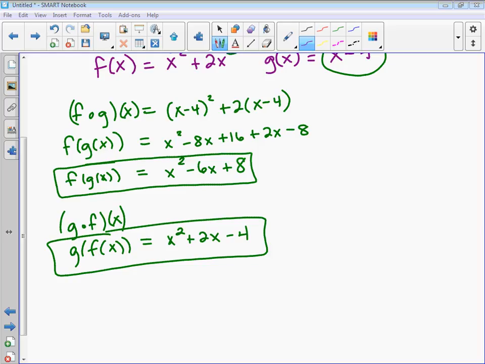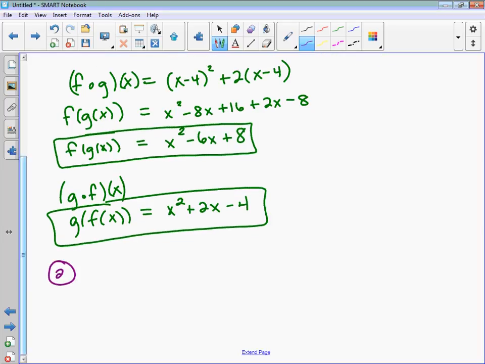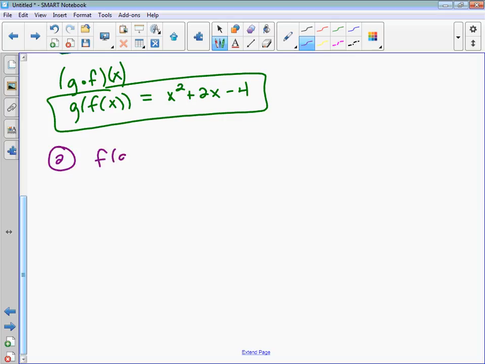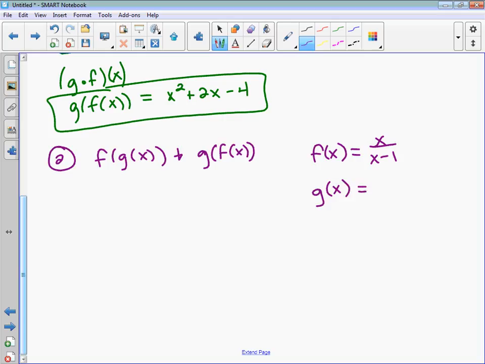All right, you're going to find f of g of x, and we'll do both of them, g of f of x. We won't always do both of them. Look at the symbol. So before we start anything, I want to talk about domain again.